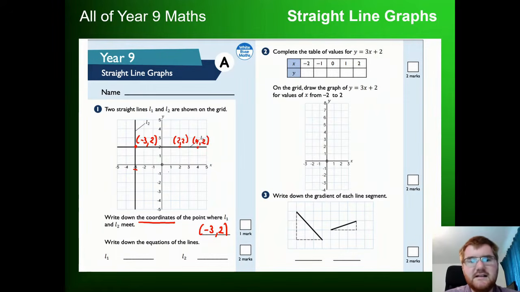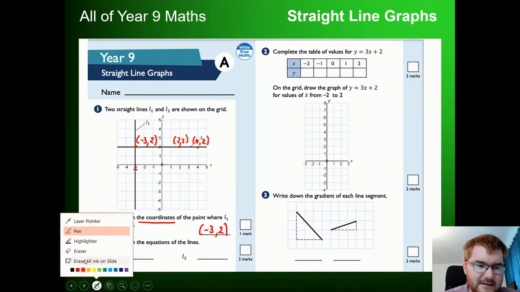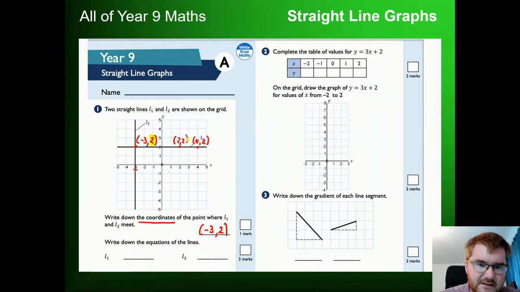And now we look at all these three coordinates. What do they have in common? So let me get the old highlighter out, the trusty highlighter. So this here, this here, this here. What do they have in common? Well, all the y coordinates are equal to 2. Therefore, we write down y equals 2. So any horizontal line gives you an equation of y equals.